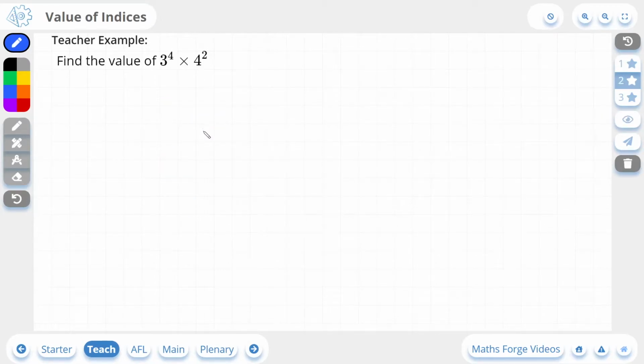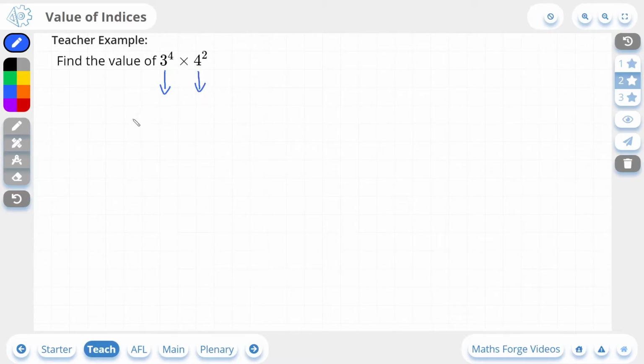Now let's do a 2-star example. Here we're being asked to find the value of 3 to the power of 4 multiplied by 4 to the power of 2. Since the base values are not the same, there is no shortcut to doing this question. So we're going to approach it in the same way that we approach the 1-star questions. We're going to break it down.